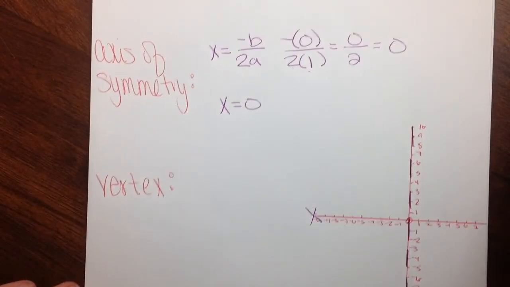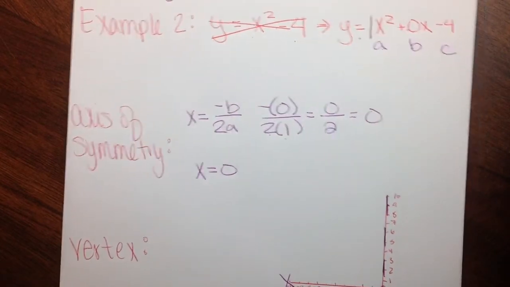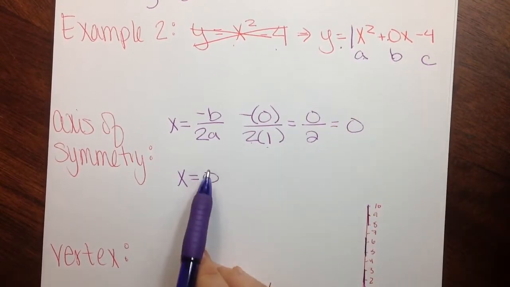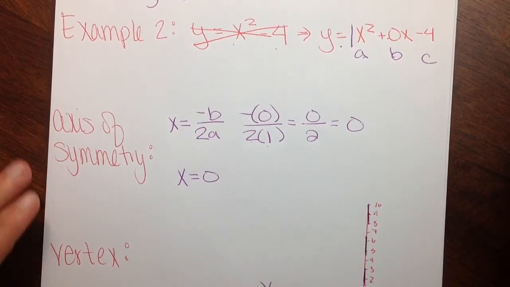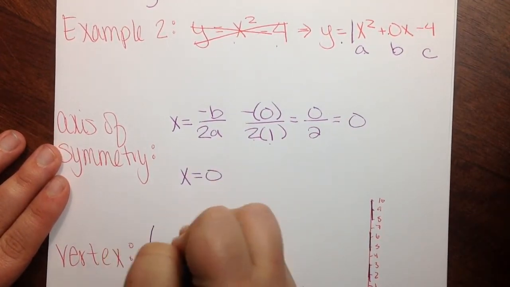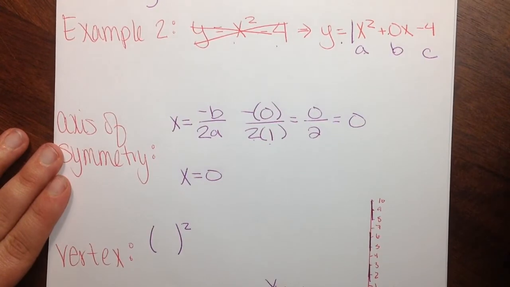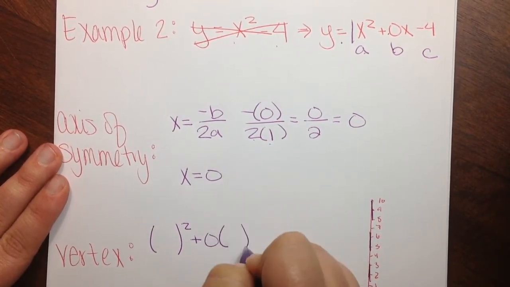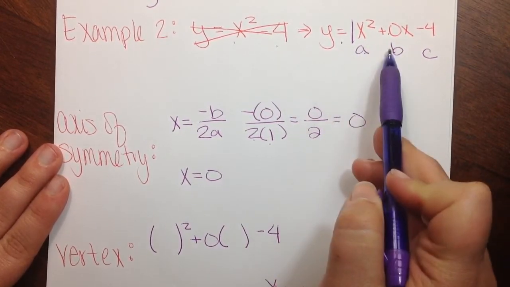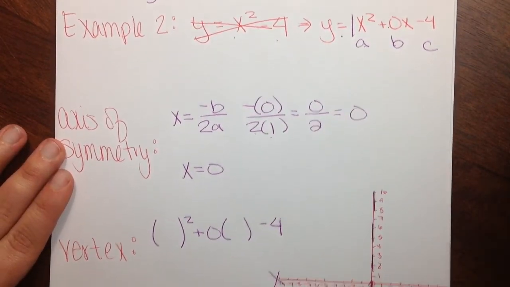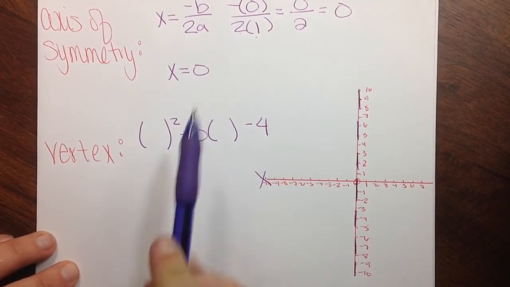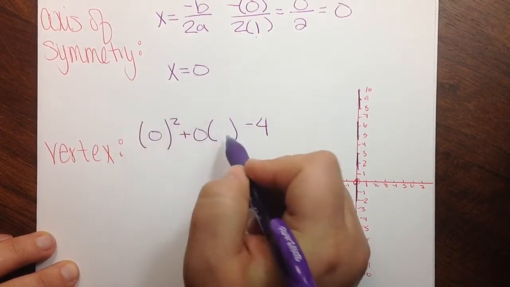Now we need to go find the vertex. Again, for the vertex, we have to have a couple of things. We have to have our original equation up here, and we have to have our x equals. So let's write our original equation, which was x squared plus 0 times whatever x was minus 4. We have that equation right here, but in place of x's, we just put our parentheses. So now we can plug in our x that we found into the parentheses. 0 would plug in here, 0 would plug in here.